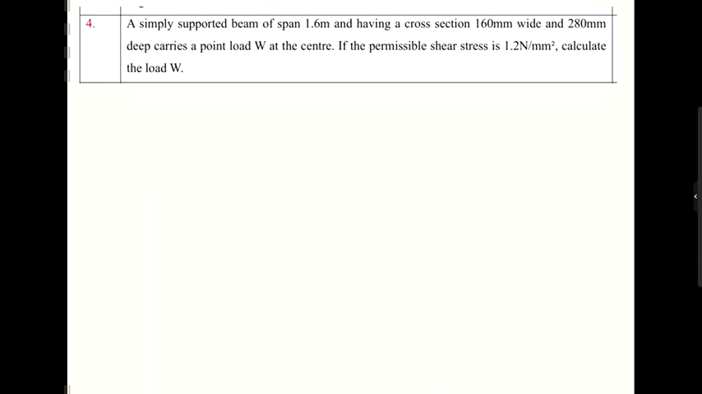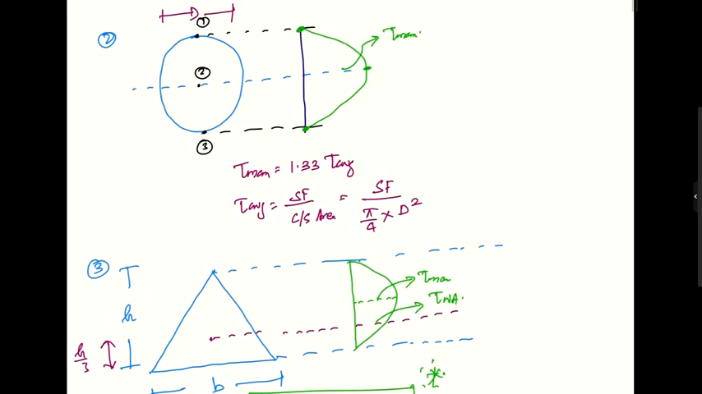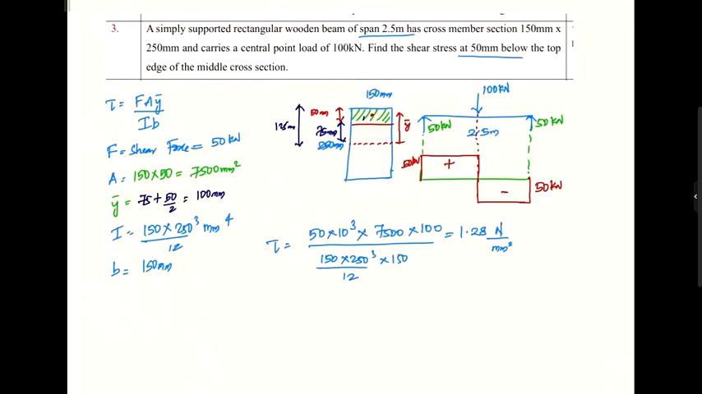It is question number 4 of your problem sheet. A simply supported beam of span 1.6 meter and having cross section 160 mm by 280 mm deep carries a point load of W at the center. If the permissible shear stress is 1.2, calculate the load W. That is the reverse of the question we have seen here. It is exactly the reverse of the question we have seen here. That is the third question.